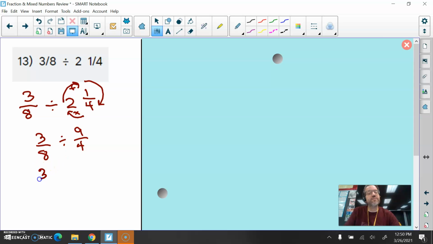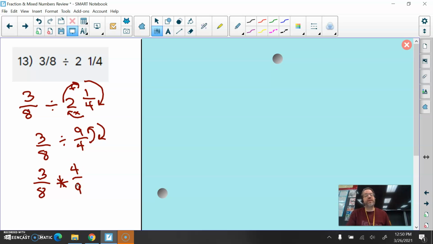So I have 3/8 times, I could use a times sign, I could use a dot, I can use an asterisk to show multiplying. It doesn't matter. 3/8 times, and then we need the reciprocal of 9/4, which is 4/9.